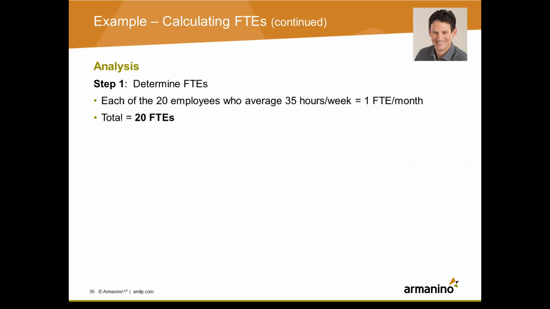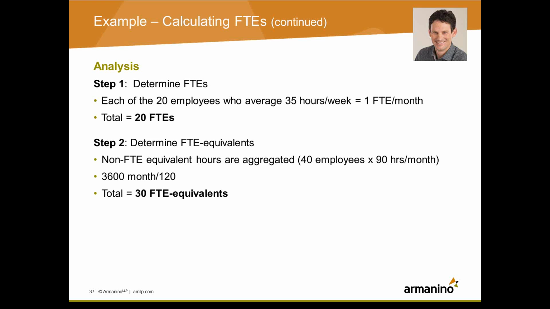Step one, the easiest one. We have 20 employees who are working 35 hours a week. So that's 20. So we put that in bucket number one, 20. Next, let's determine our full-time equivalents. So what we do with them is we take all those 40 employees, multiply it by their hours to get a total hours for the month, which in this case, because they're averaging 90 hours per month, they come up with 3,600 hours for the month. Then we divide that by 120. So 3,600 divided by 120 gives us 30. So that's bucket number two.